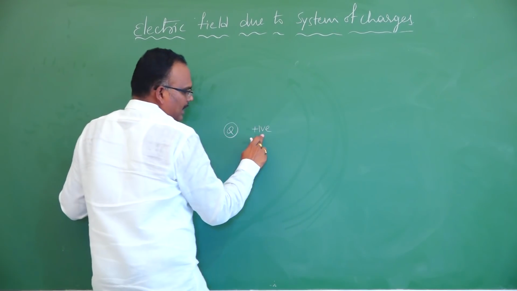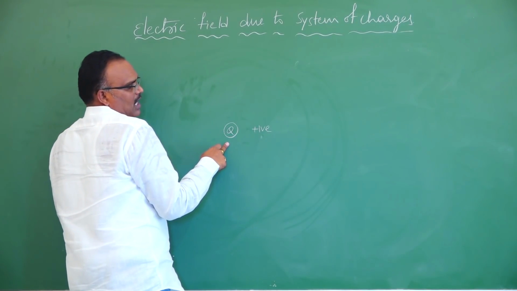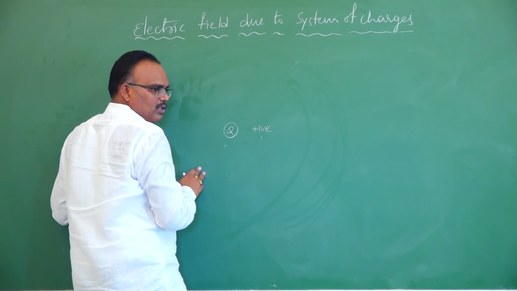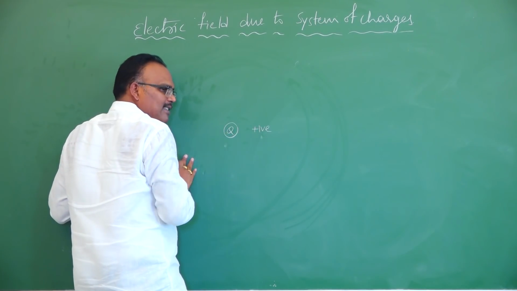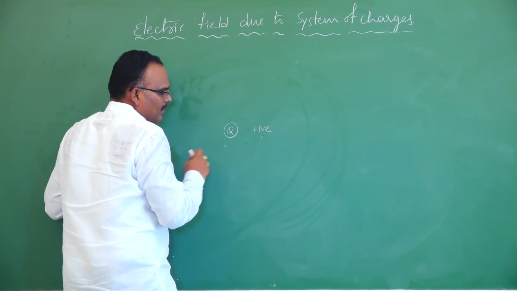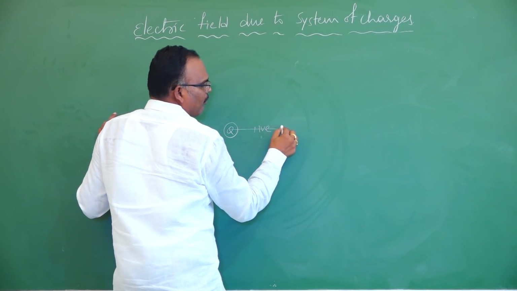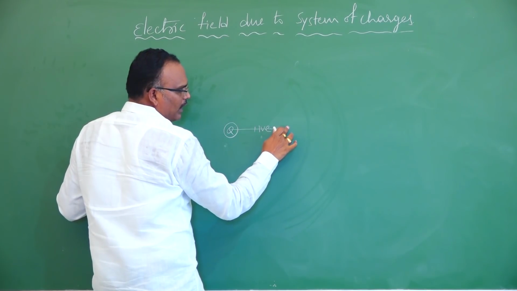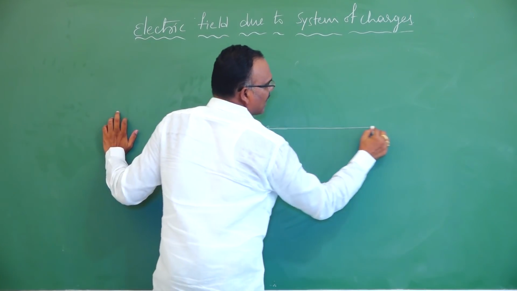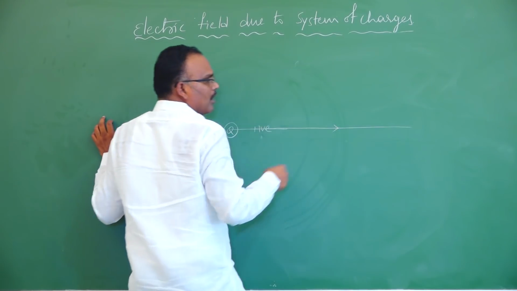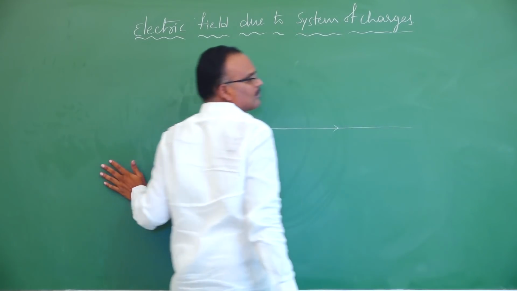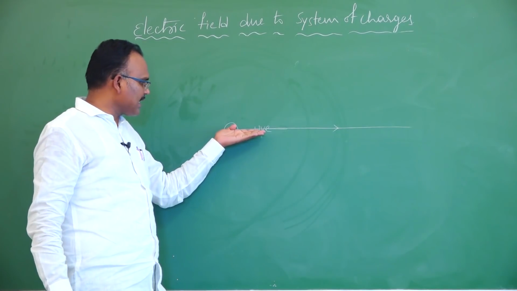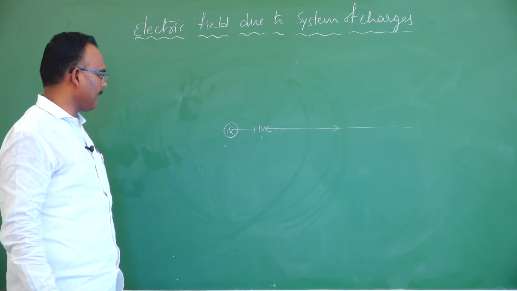See, this is a positive charge, this is also a positive charge. So these two will experience Coulombic force. Coulombic force acts along the line joining the charges. So along this line, force will act. Due to that force, this unit positive charge moves away from the charge. It goes to infinity. Okay, this is the direction of electric field at this particular point.